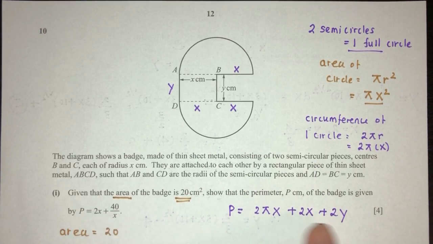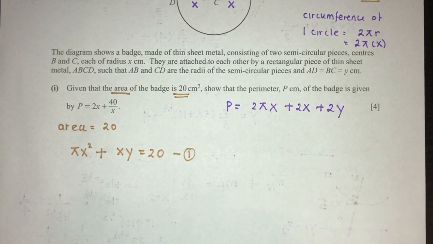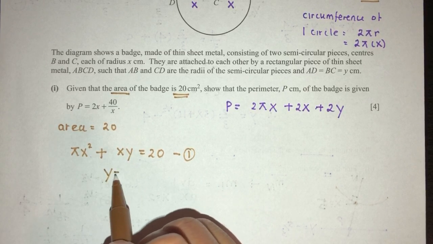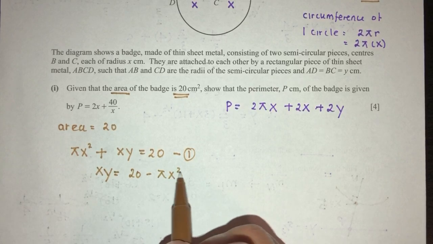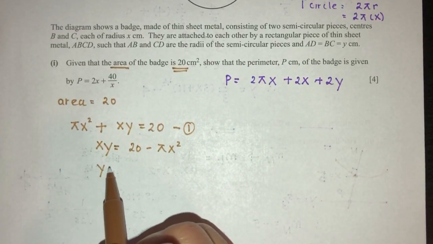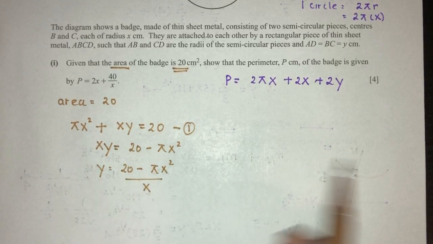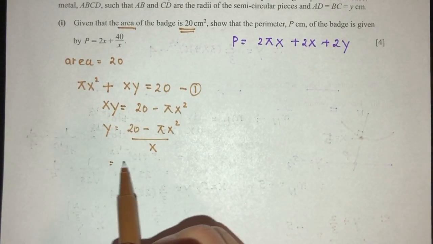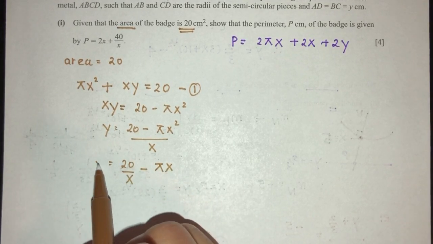But in this question, it tells you that we have to show it is in terms of x only. So we have to eliminate y and eliminate pi. How can we do that? We have to look at this one. We have to make y the subject of the formula. That will be 20 minus pi x squared, right? And y will be 20 minus pi x squared divided by x. Simplify, that will become 20 over x minus pi x. That is your value of y.